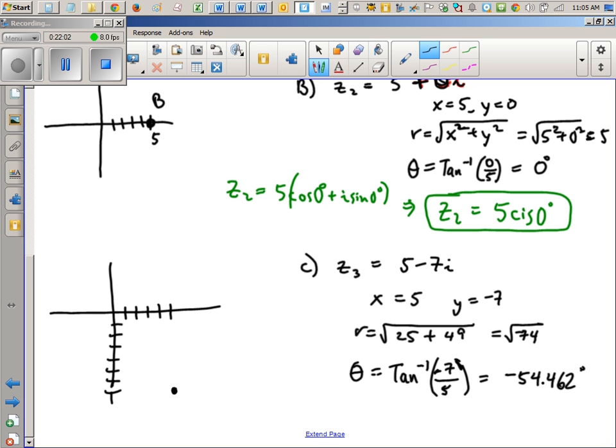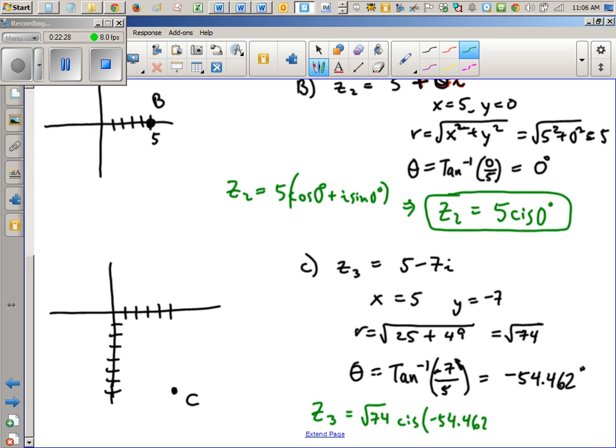Now we had plotted this point before because Blake had come up with it. We called it point C at the time, and it's down here in quadrant 4. And that makes sense. Theta is negative 54. That's a perfectly valid answer. Okay, so the correct answer is, here it is, Z3 is root 74 cis negative 54.462.